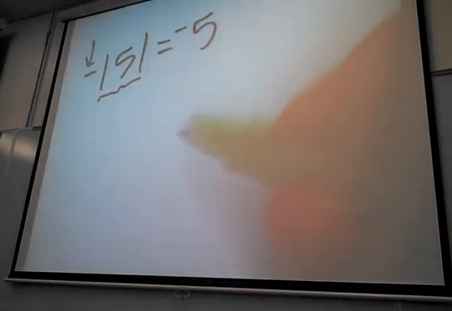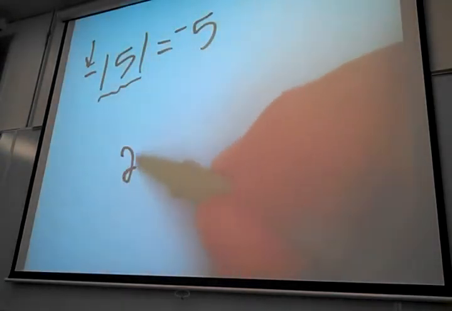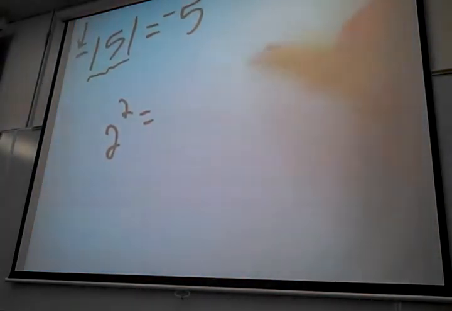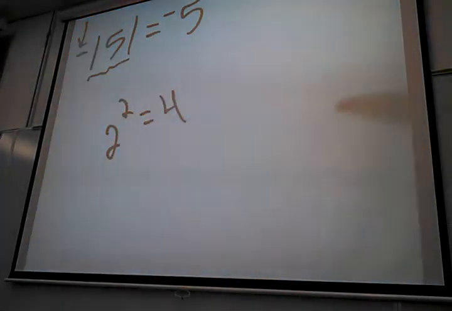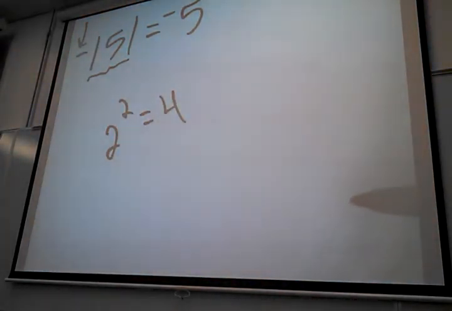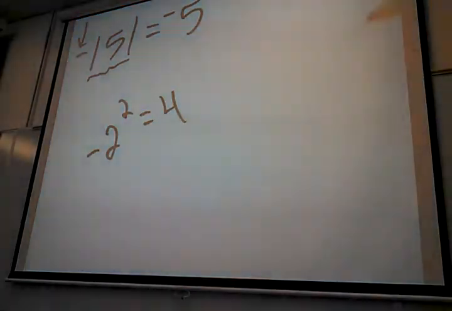That's what that means. So watch. Earlier we talked about this kind of problem. Then what's 2 squared? 4. 2 times 2, which is 4. That's beautiful. Now what if I do this then?